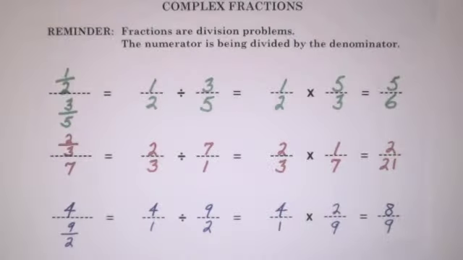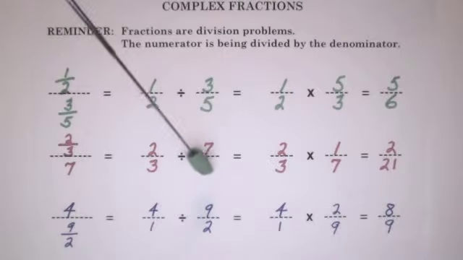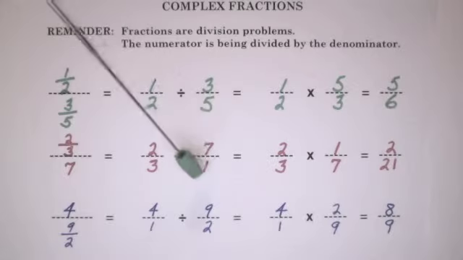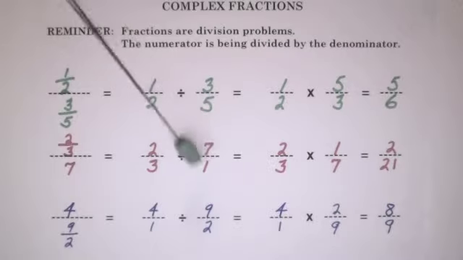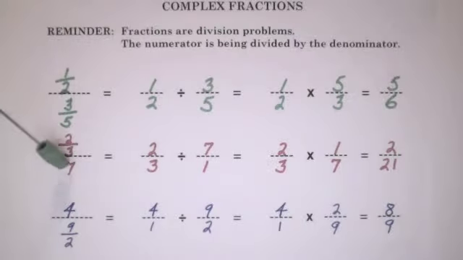Let's look at the second example. I have 2/3 divided by the whole number 7. That is the same as 2/3 divided by 7/1. Now, why did I write 7/1? This is the whole number 7. But when I'm working with fractions, everything has to be a fraction. So I need to change this whole number 7 into a fraction. And you change whole numbers into fractions by putting them over 1.